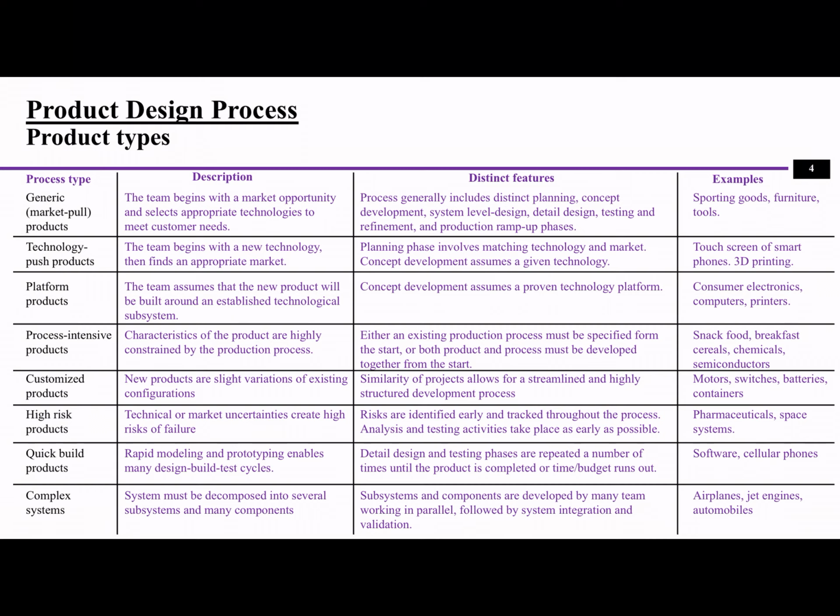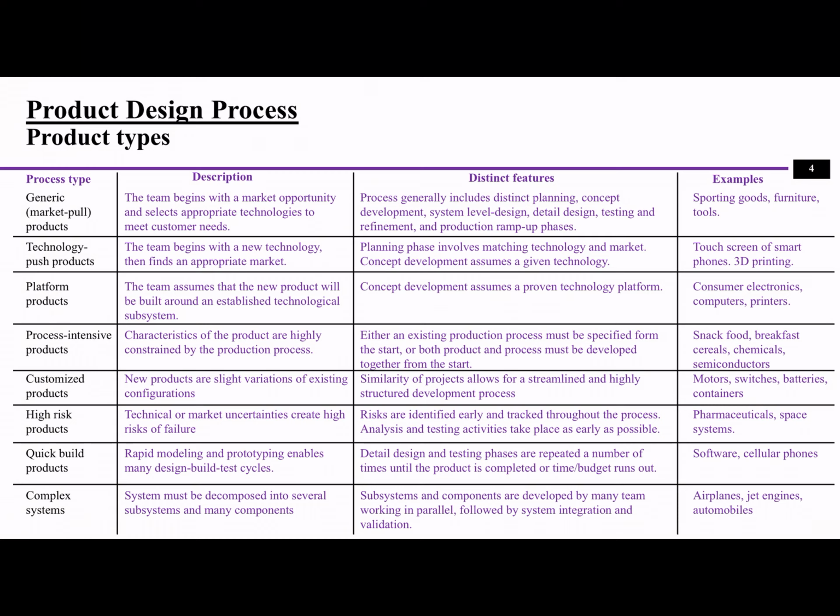Another type is quick build products. Quick build products are more like software and cellular phones. The turnaround cycles of these products are very, very fast. So these kinds of products can be rapidly made and also tested by the customers or people, to see if it works. If it does not work, then we just revise it and test it again. So that's called quick build products.